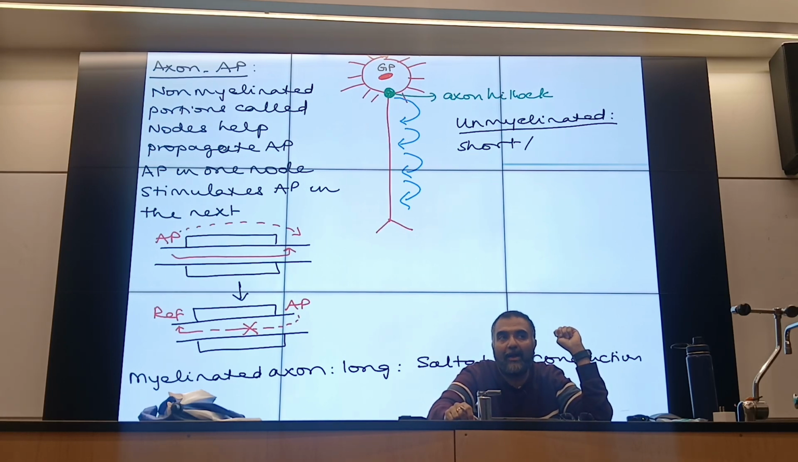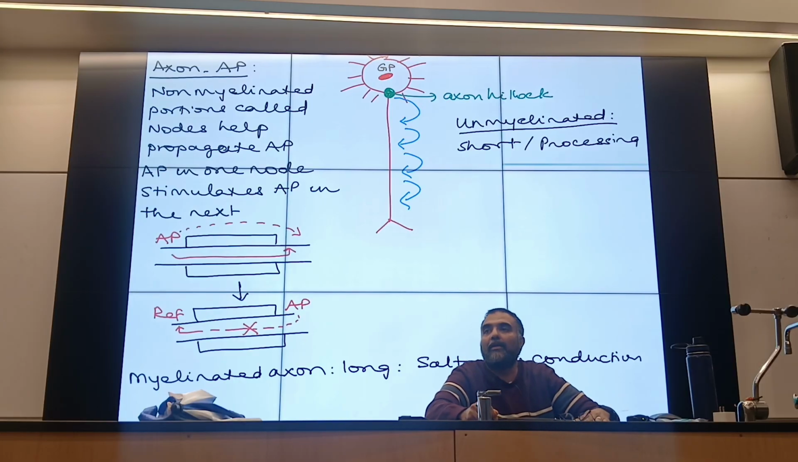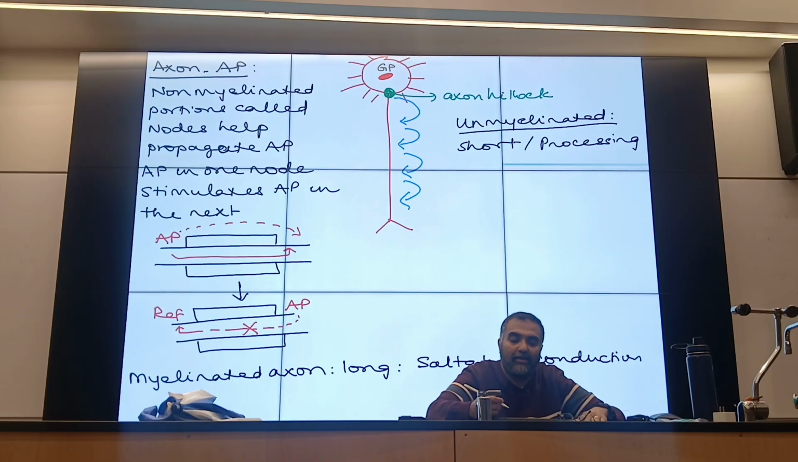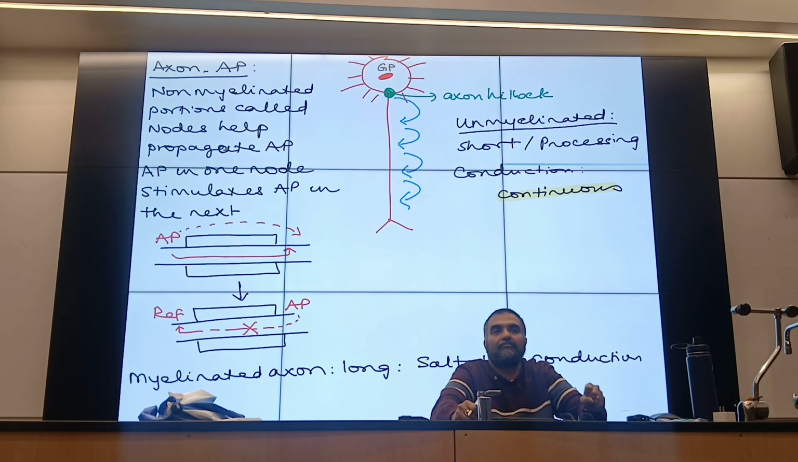If you have short axons, they're ideal for what function? Processing, okay, good. So these would be interneurons that are important for processing. Interneurons are often unmyelinated or very lightly myelinated. So if you have unmyelinated short axons, this conduction is called a continuous conduction. So conduction is continuous. Okay? So very, very important point, continuous versus saltatory.